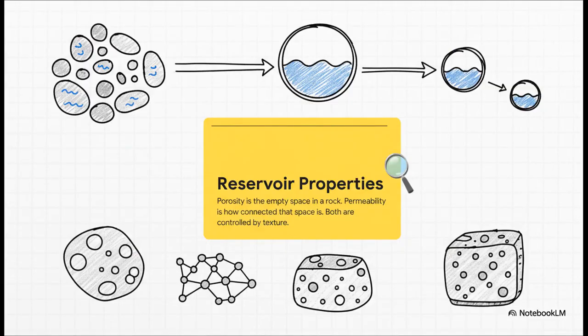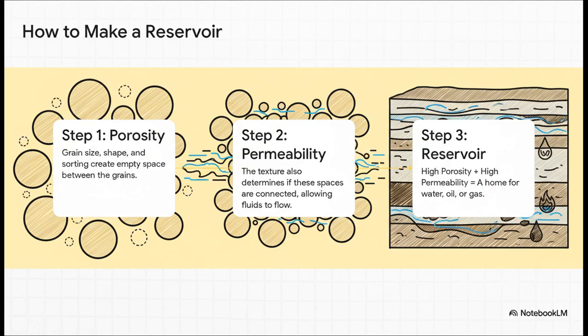Texture determines two absolutely crucial properties. The first is porosity, which is just the amount of empty space in a rock. The second is permeability, which is how well connected all of those empty spaces are. The easiest way to think about it is this. Porosity is the size of the water tank, and permeability is the size of the pipes connecting everything together.